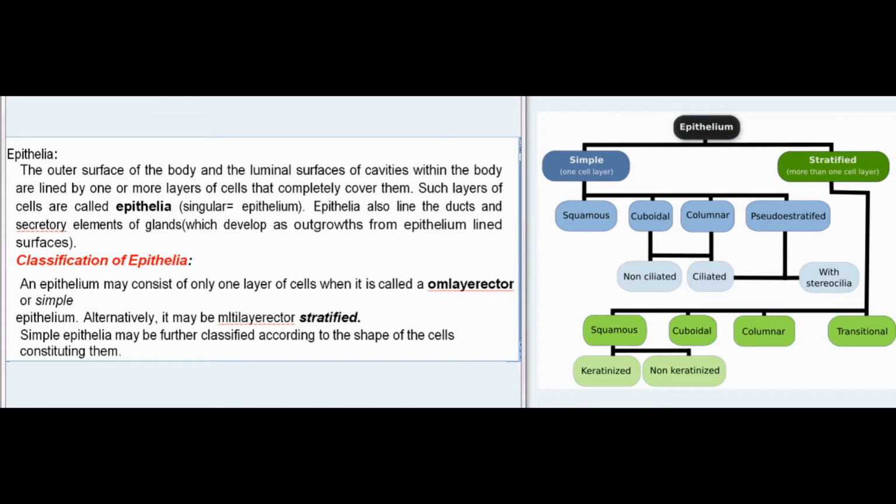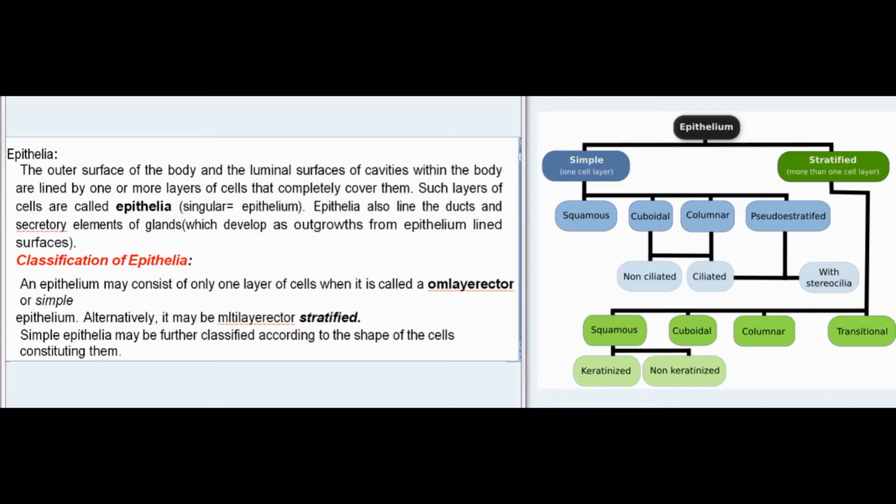Epithelia. The outer surface of the body and the luminal surfaces of cavities within the body are lined by one or more layers of cells that completely cover them. Such layers of cells are called epithelia, singular epithelium. Epithelia also line the ducts and secretory elements of glands, which develop as outgrowths from epithelium-lined surfaces.